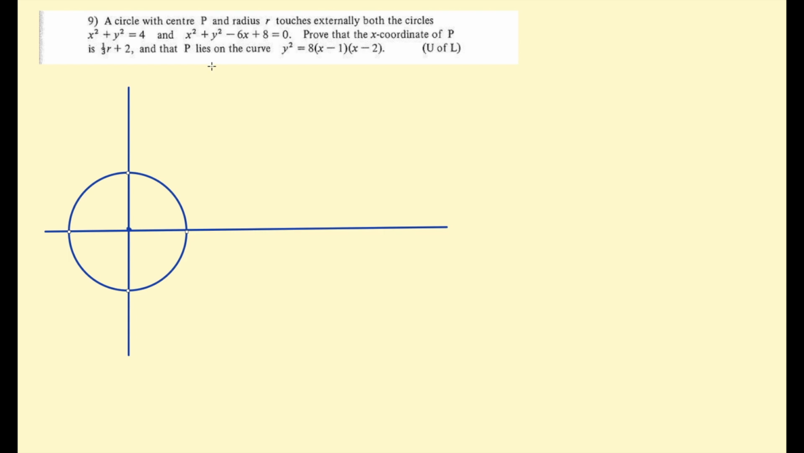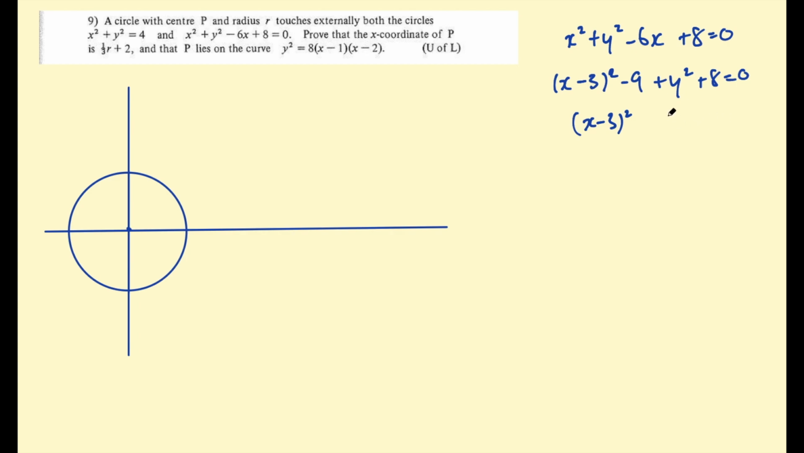For the other circle, I want to rearrange this equation a little bit to find the center and radius a bit easier. Firstly, let's write it out, then use completing the square. This will be x take 3 all squared take 9 plus y squared plus 8 equals 0. So then we get x take 3 squared plus y squared equals 1. So that center is at 3, 0 and it has a radius of 1.